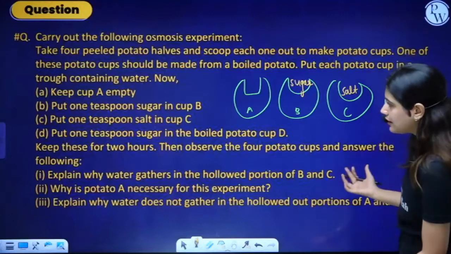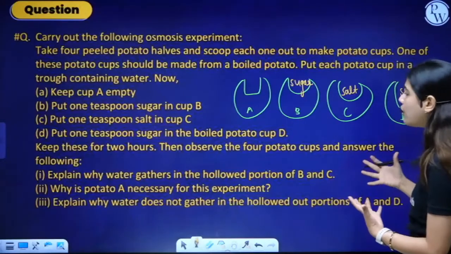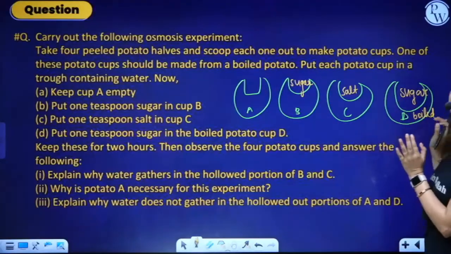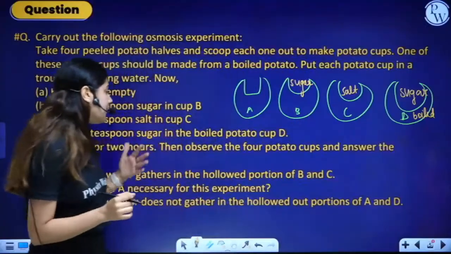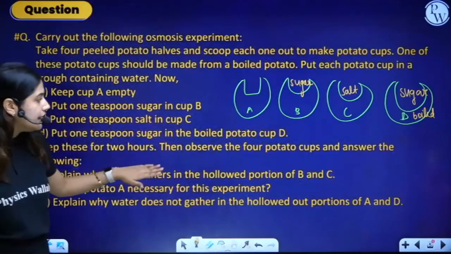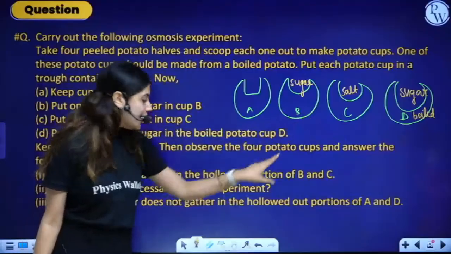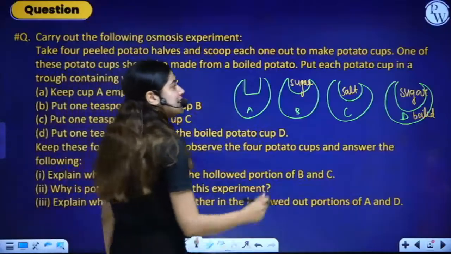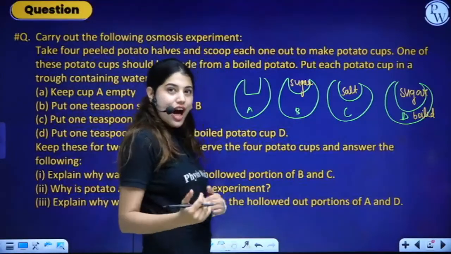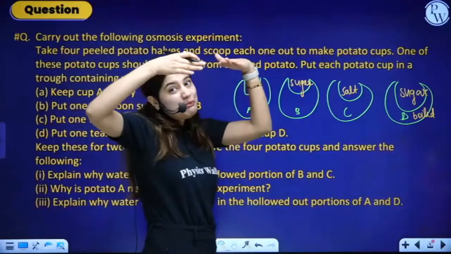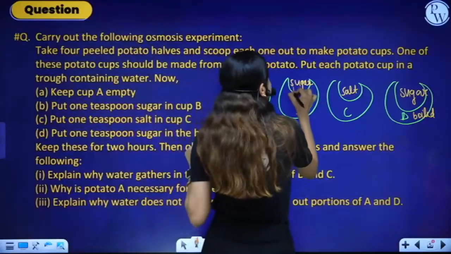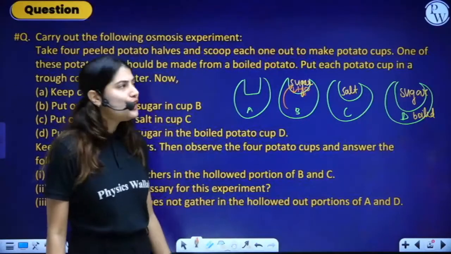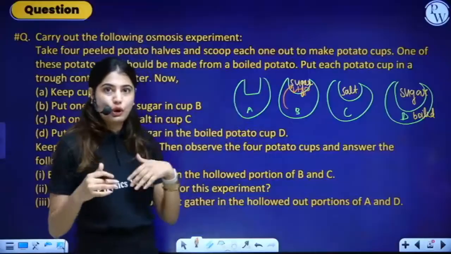What is the next thing they are asking? They have kept it for few hours, then we have to answer these questions. Basically, whatever was written here, I have described it in this diagram form, right? What they are asking, why does water gather in the hollowed portion of B and C? See here, students, here sugar is there, right? So sugar basically is nothing but solute, high solute. High solute means less water. So basically water is less here. Obviously water will move from the high concentration to the low. So obviously in this hollow portion the water will gather.